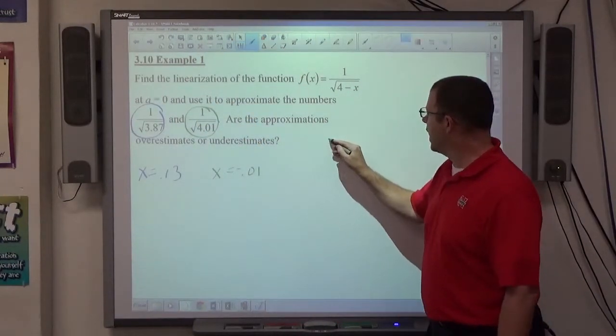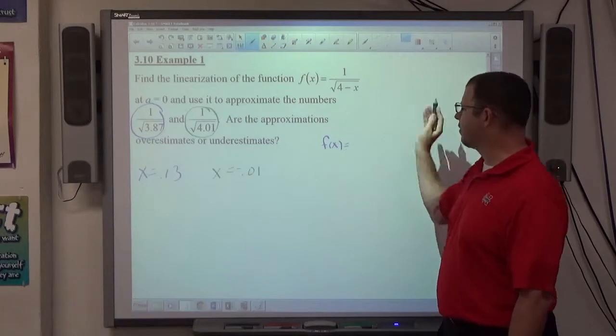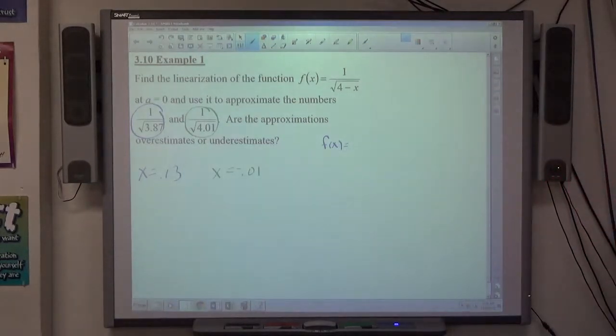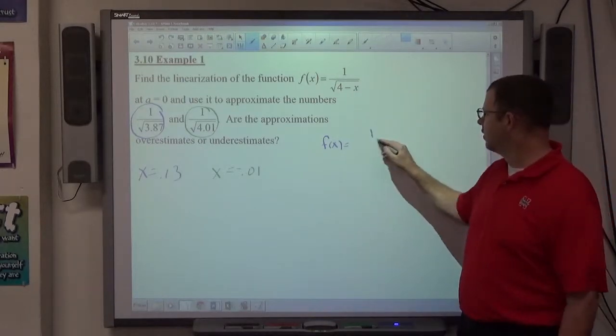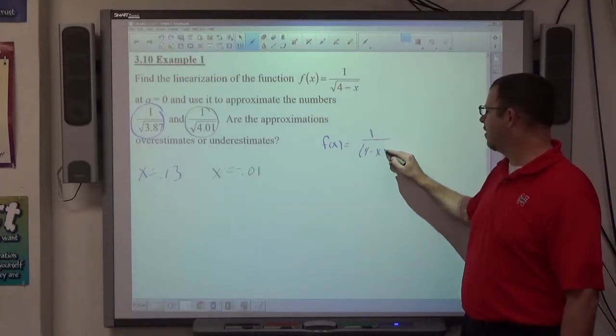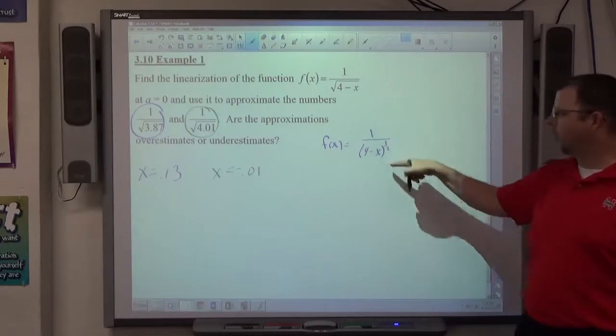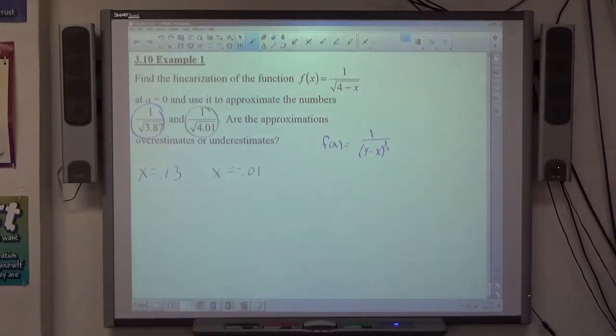So if I look at f of x, do I want to differentiate f of x the current way it looks? No, not at all. It's a radical, it's a fraction. Okay, first of all, the radical, we can obviously deal with that, that's half power. That's easy, right? 1 over 4 minus x to that 1/2 power. That is equivalent to that. I haven't done any calculus yet, so I'm continuing to call it f of x.